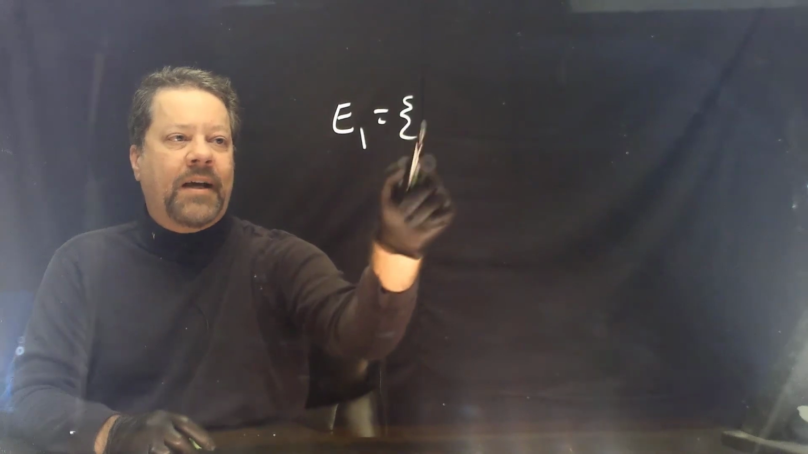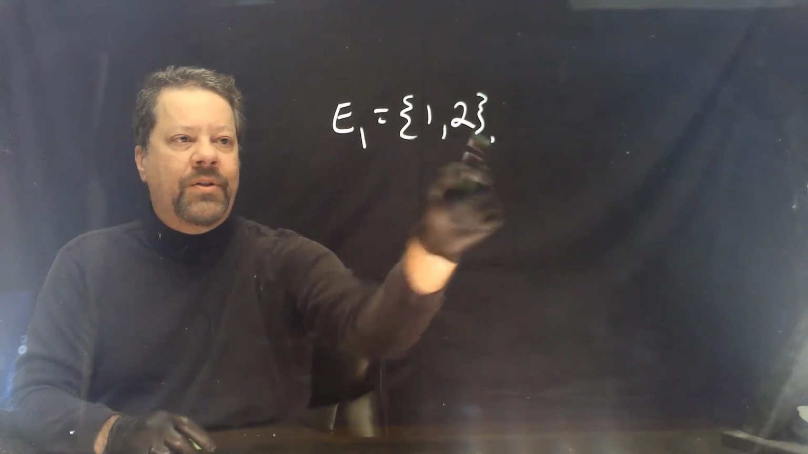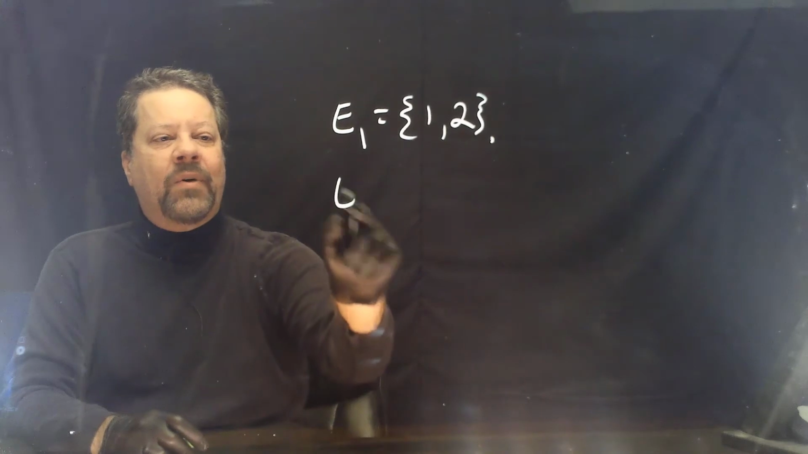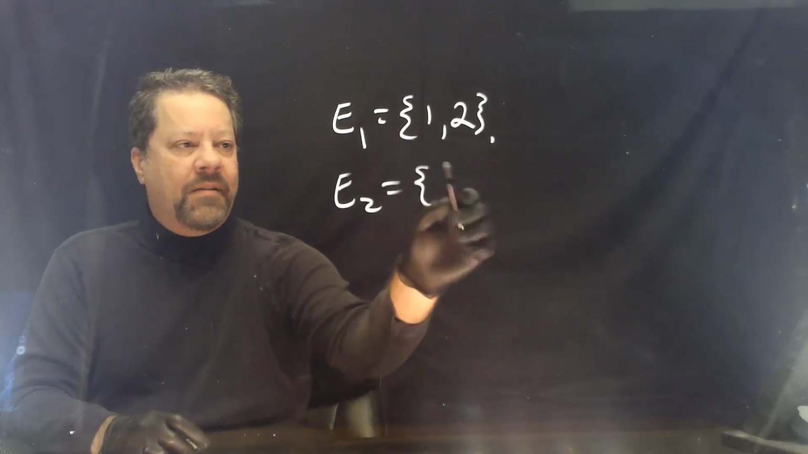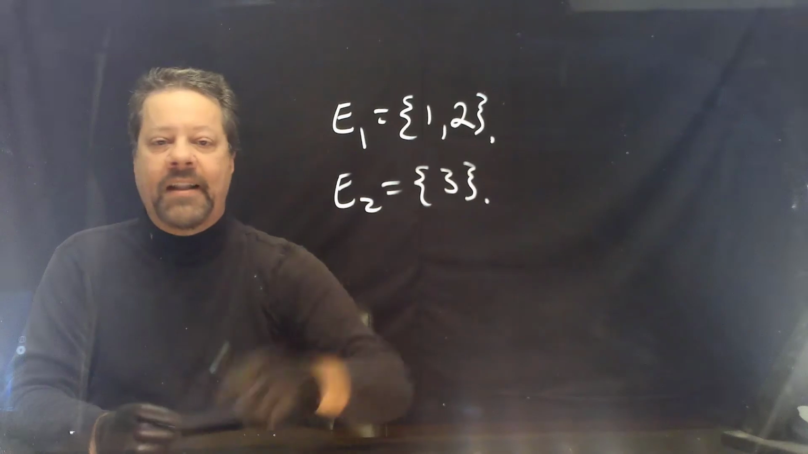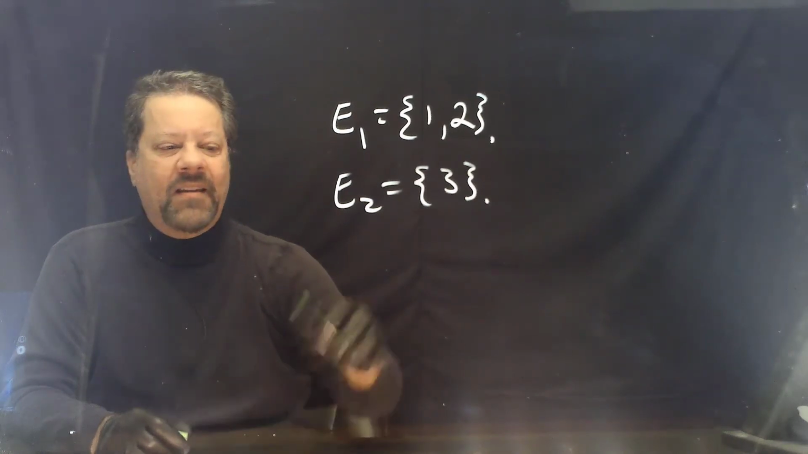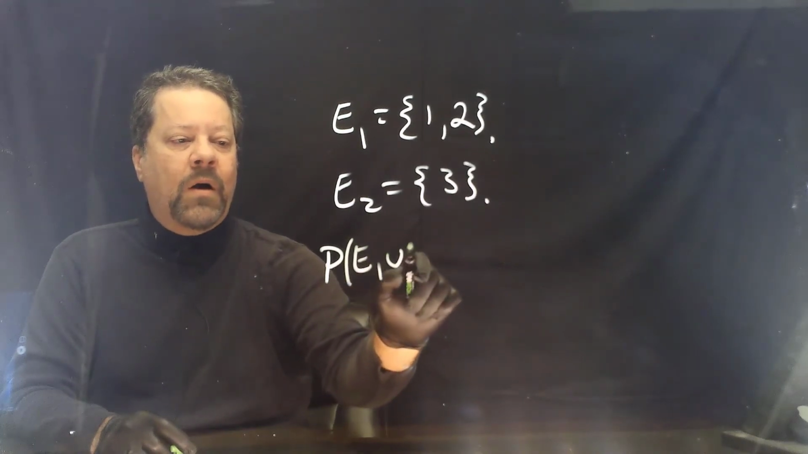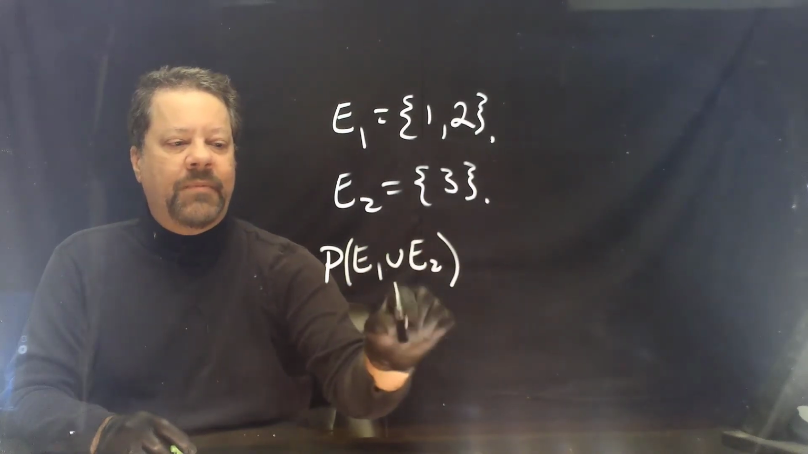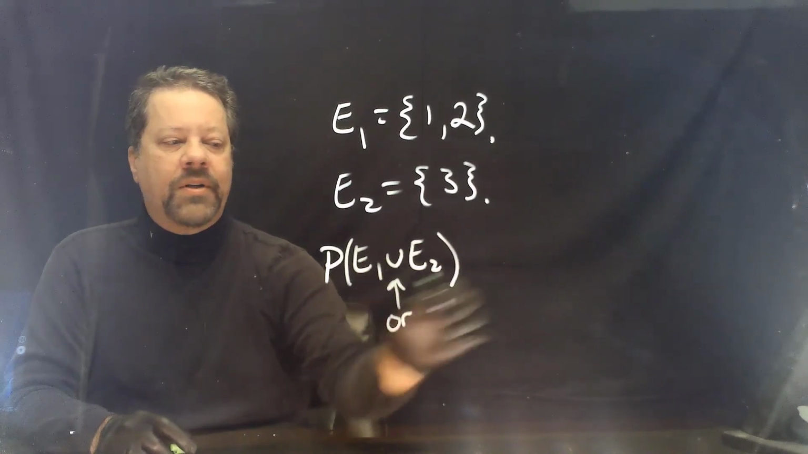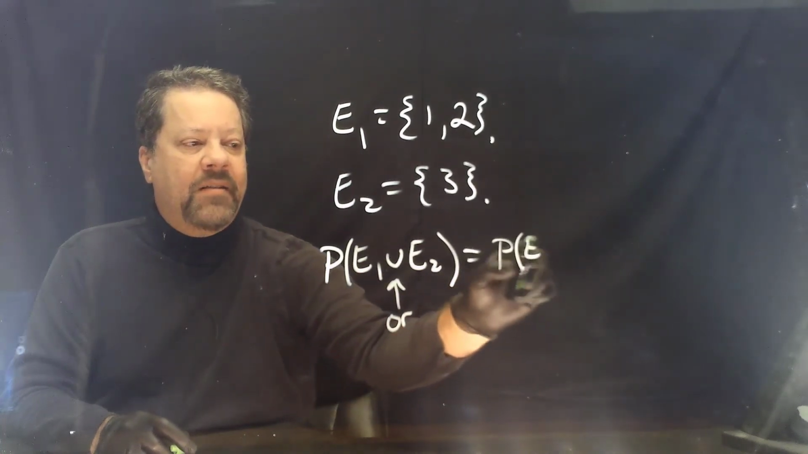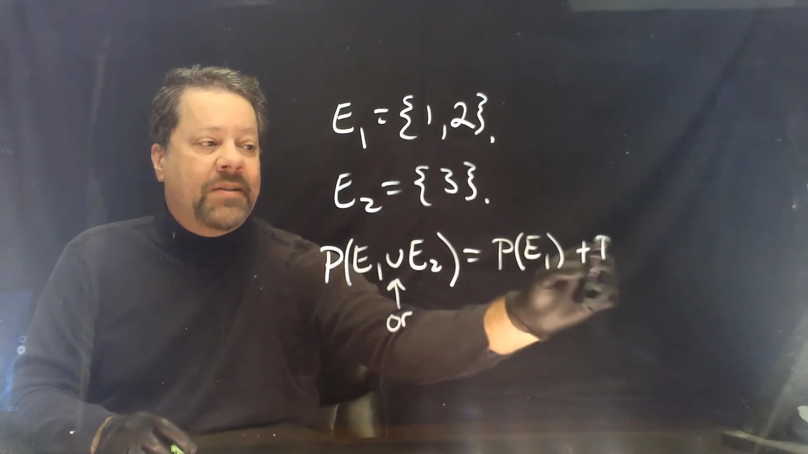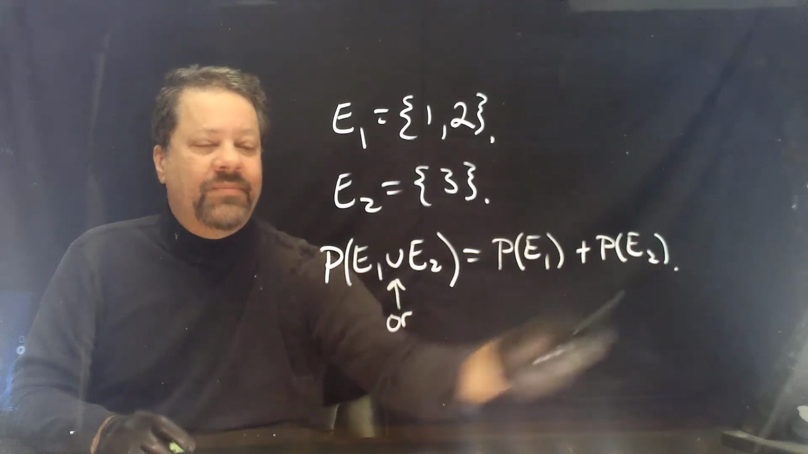Let me give you an example. Suppose that event 1 is I roll either a 1 or a 2 on a die, whereas event 2 is the event that I roll a 3 on the die. So the probability of event 1 or event 2, remember this stands for or, the union symbol, will be the probability of event 1 plus the probability of event 2.